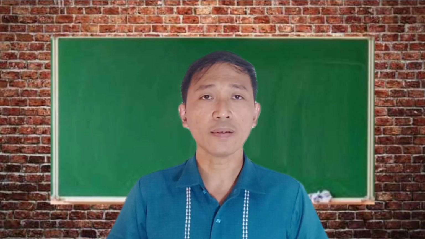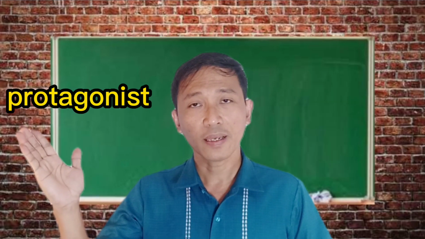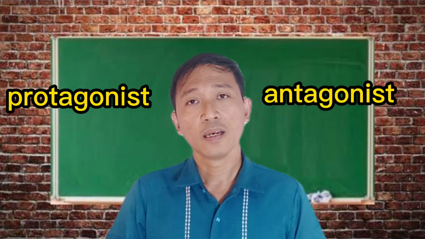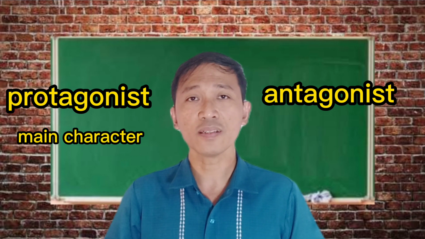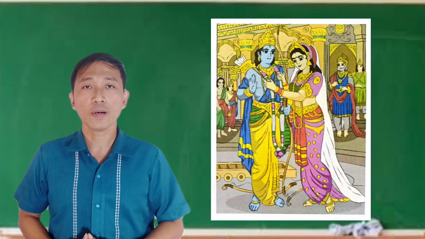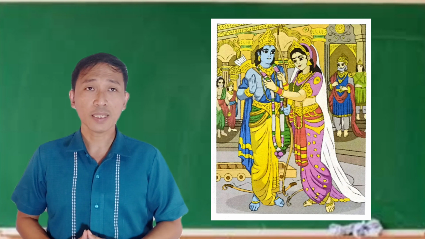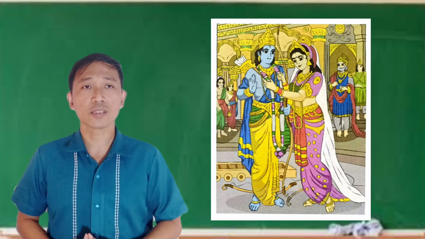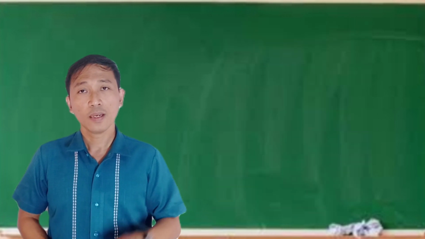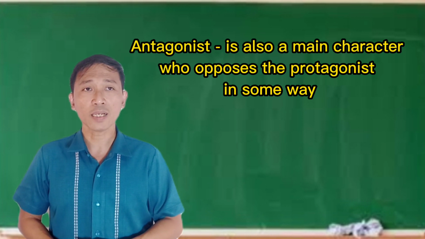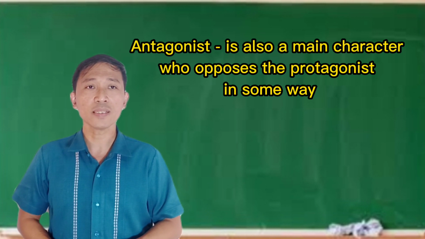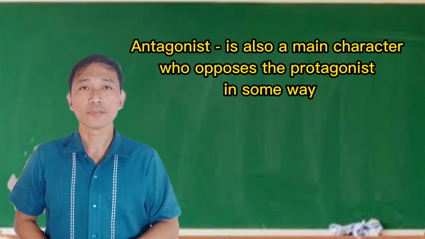There are two types of characters, the protagonist and the antagonist. Protagonist, it is the main character who does heroic acts in the story. In the story Ramayana, Rama is the protagonist since he does the heroic acts of saving Sita and winning the battle against Ravana. The antagonist, it is also a main character who opposes the protagonist in some way. Ravana is considered as the main antagonist of the story Ramayana.